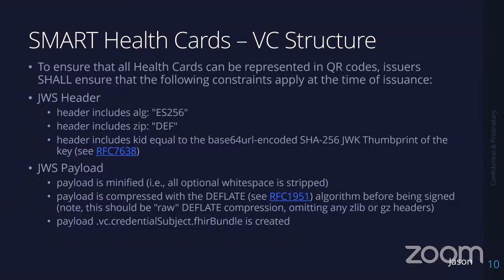So like I said, a JWS is three parts: the header, payload, and the signature. So the header needs to include the algorithm ES256. And because ultimately these are going to be displayed as QR codes, they're compressed using the zip deflate method. So that is included in the header. An issuer may have many keys that they use to sign credentials. So there's also a header KID, which includes basically the ID of the issuer's key to specify which key was used to sign the record. And then in the payload, we see a compressed version of the data from the previous slide. And that's where all of the FHIR records are stored.